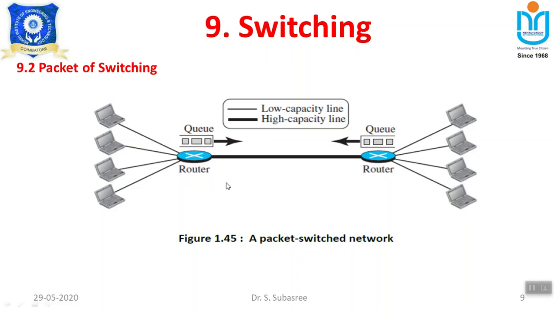When it reaches the receiver, the first packet may arrive first, then the third packet, and the second packet will come late. So it may be in any order. The receiver receives the packets in any order. It is not necessary that they are received in sequential order. So 1, 5, 3, 7, 2, like that the 10 packets may arrive.